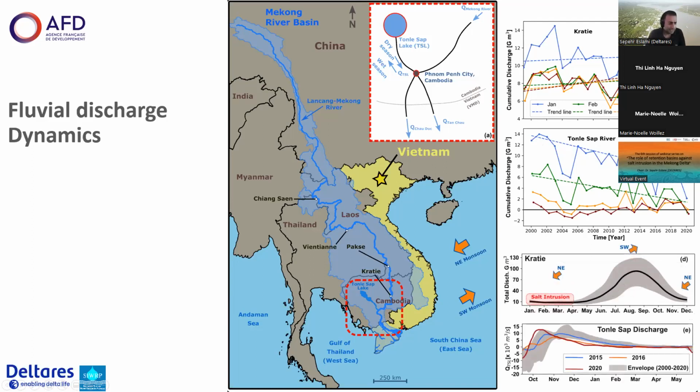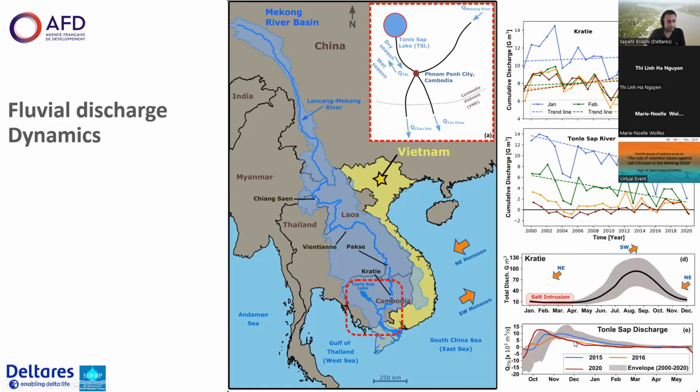If we look at the historical trends of discharge from the Tonle Sap Lake, this is the range of historical data, the gray. The blue line represents an average year, 2015, which was a relatively wet or normal year, I would say average. But in the years 2016 and 2020, where we experienced significant salt intrusion in the delta, discharge has been significantly lower than the other years.